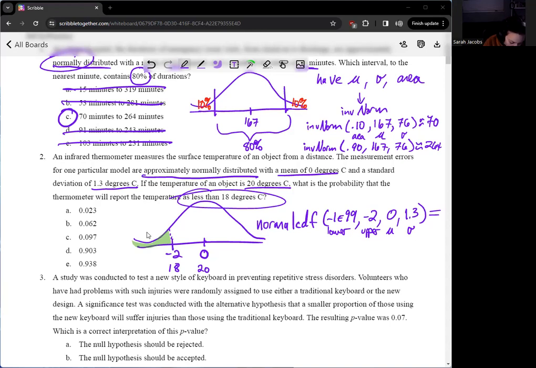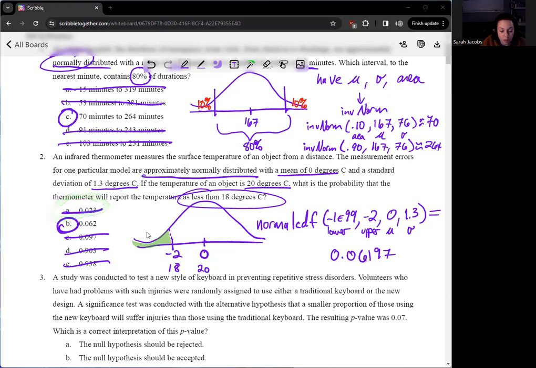And upper is -2, mean and standard deviation. Make sure you type things in correctly, like I almost did not. And we get an area or a probability of approximately 0.6197. So 0.061 or 0.62, that's going to be B. The rest of these are too high, and then this one was too low.